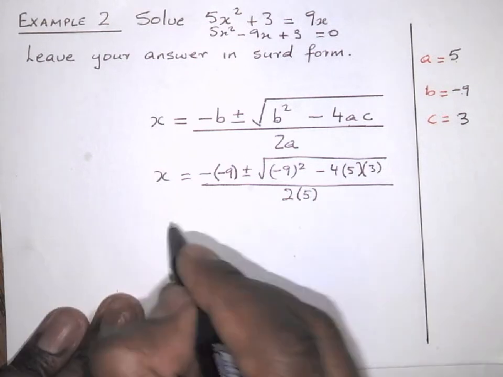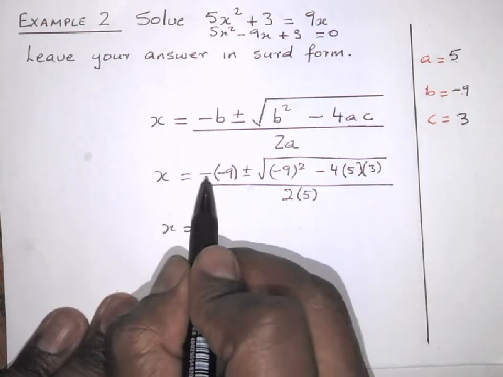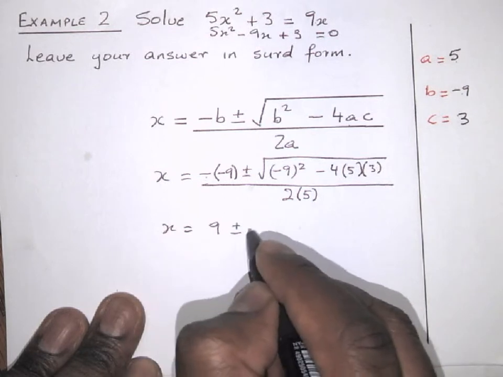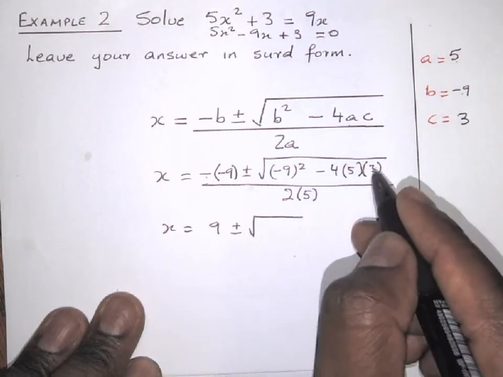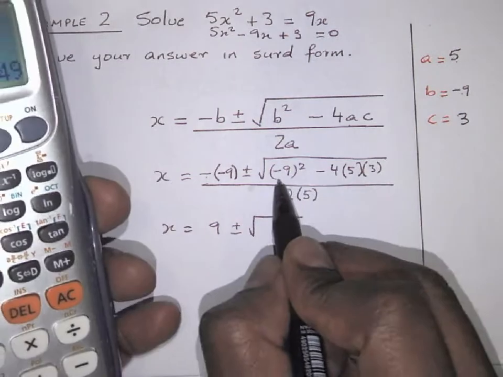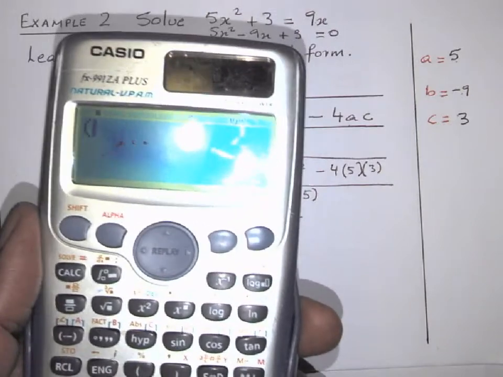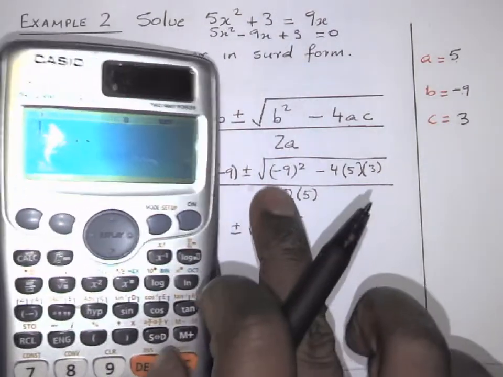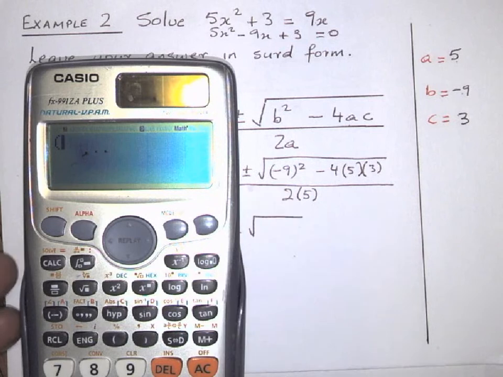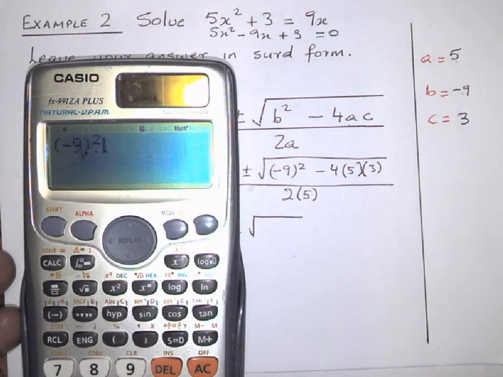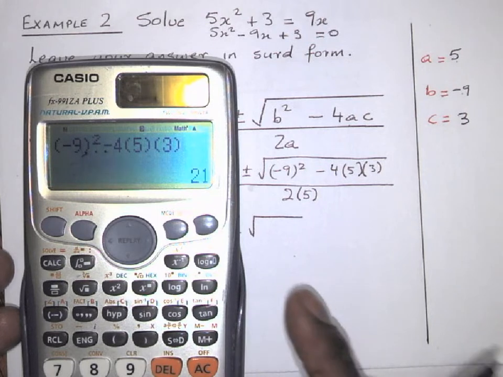Put a 5 there. So x is equal to, obviously, negative times a negative 9 will be a positive 9. Now it's plus or minus the square root of the answer that we'll get under the square root here. So this is minus 9, so I'll open my bracket there, minus 9, then close the bracket, but it must be squared. I square it, so minus 4 times 5, and then open the bracket, there's a 3, close there. What is our answer? It is 21.